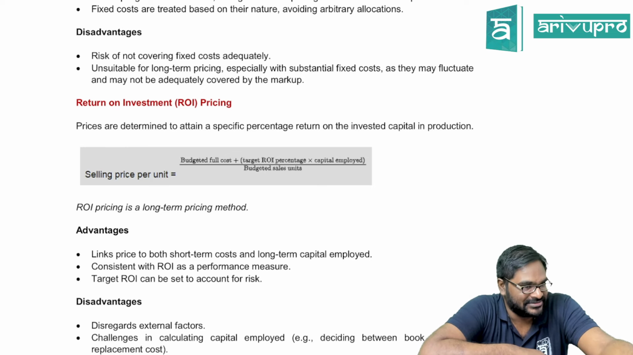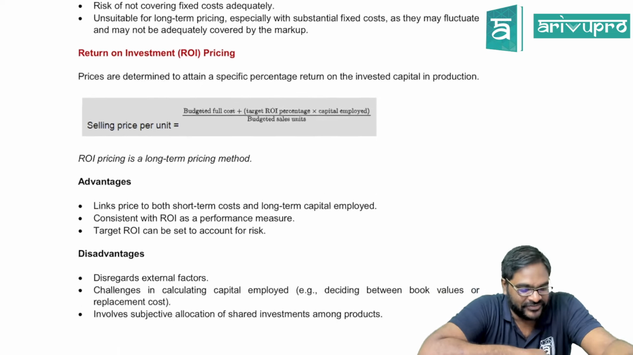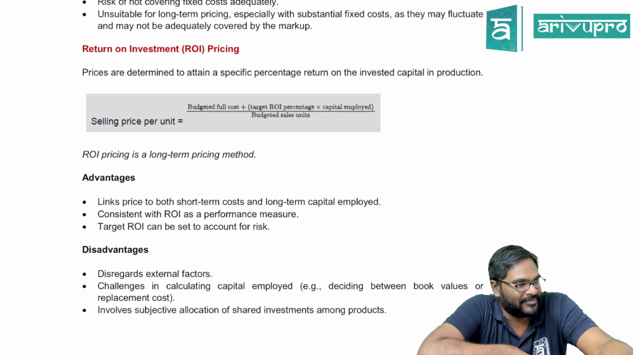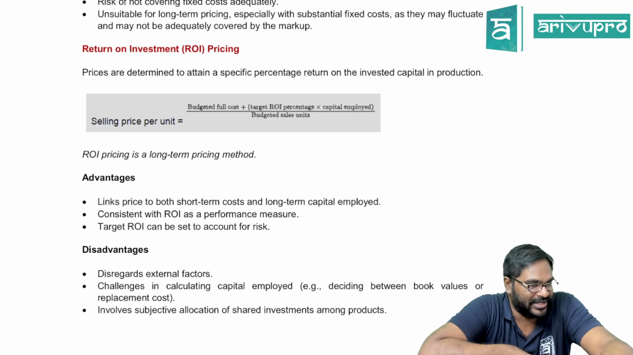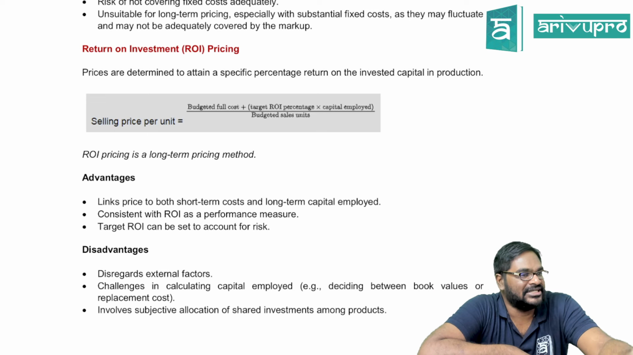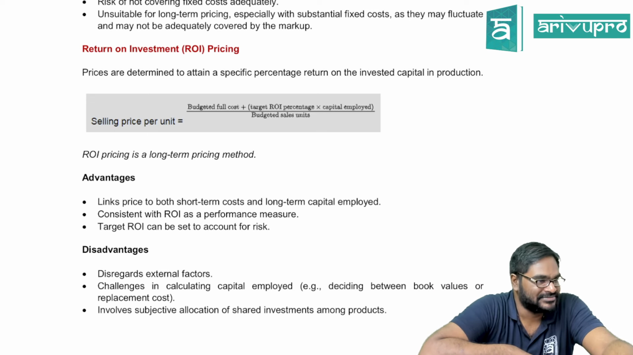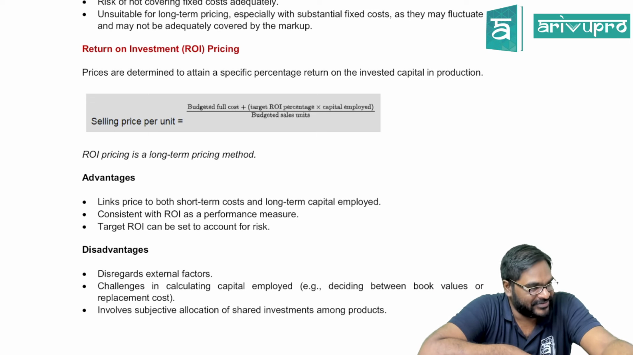Are we good? Right. So the formula would be budgeted total cost plus capital employed into ROI divided by total budgeted sales units. Are we okay? Vijay, are we good? Sure. Right.